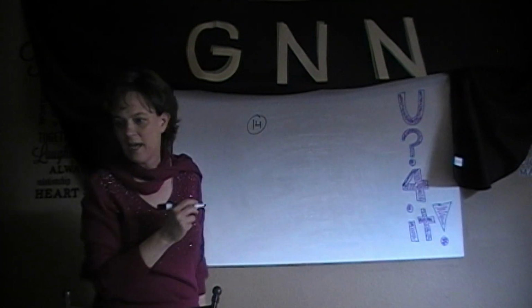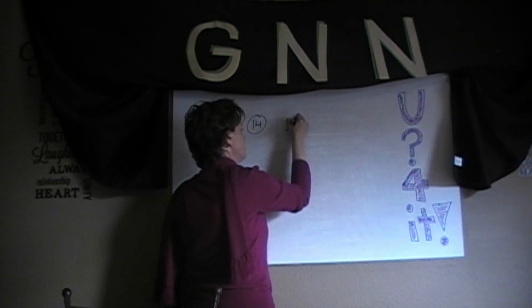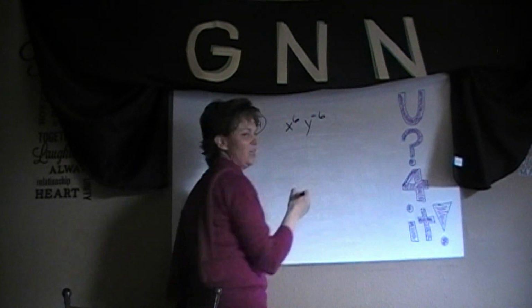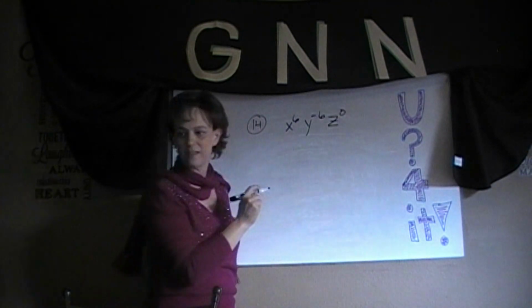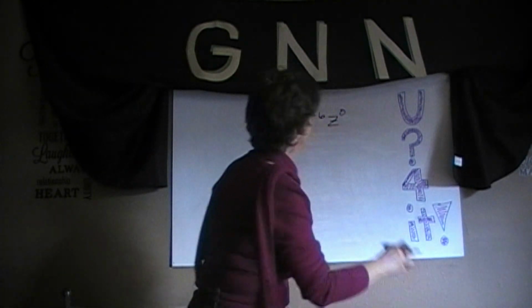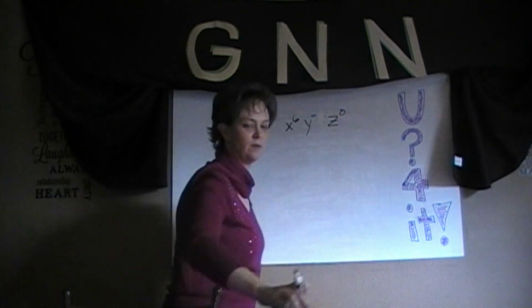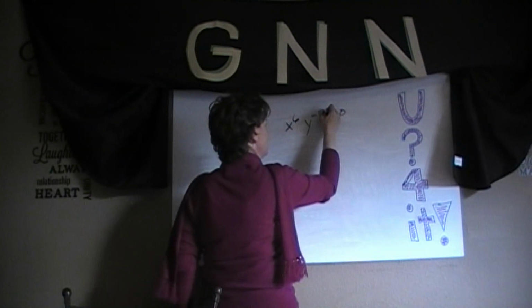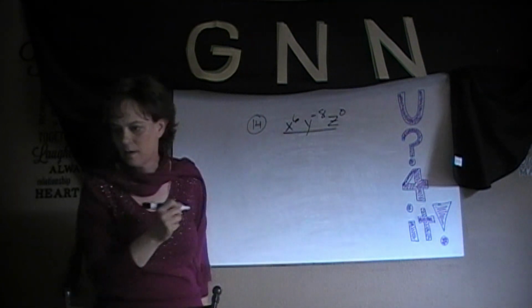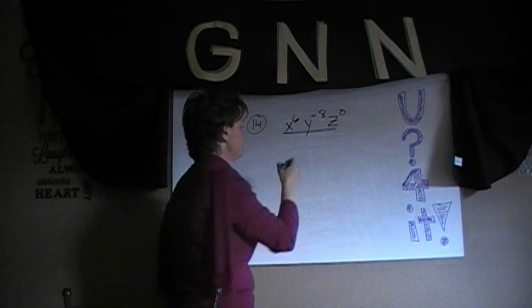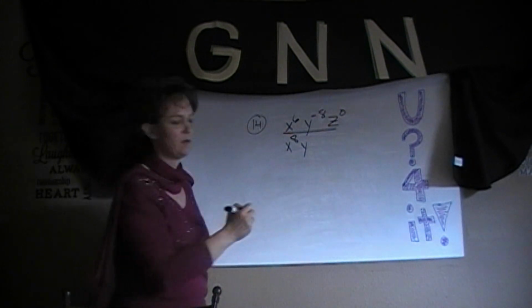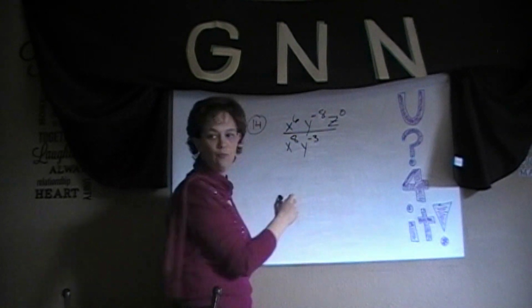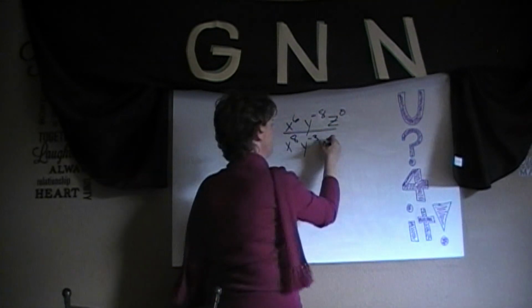We have x to the 6th power, y to the negative 8, z to the 0, and I'm sorry, that is not negative 6, that is negative 8, y to the negative 8, over x to the 8, y to the negative 3, and y to the 2nd power.